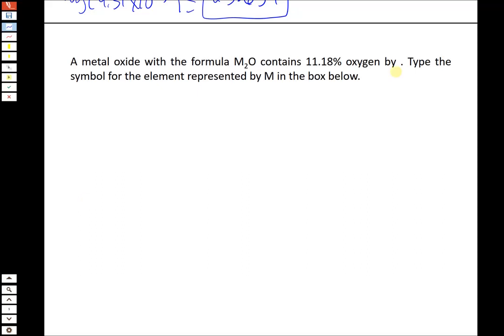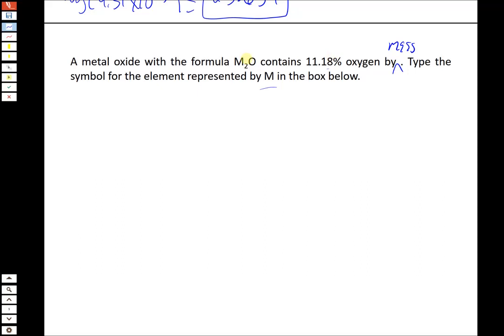Now there's a missing word here, I'm not sure why I left it out, but a metal oxide with formula M2O contains 11.18% oxygen by mass. I don't know why that number was left out, but that's the mass percent of oxygen in the compound. And we want to type the symbol for the element represented by M. So this seems like not a lot of information. We're trying to find an unknown element, and all we have is a mass percent and a formula. How do we do that?